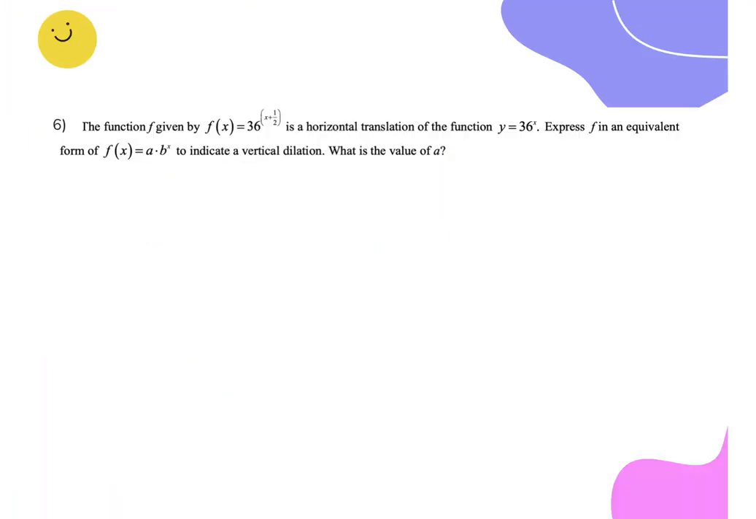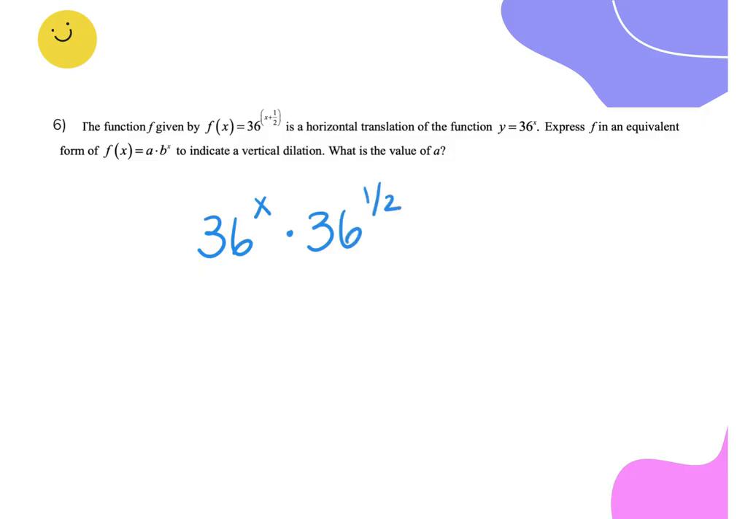All right, 6 says the function f is given by f of x equals 36 to the x plus 1/2, a horizontal translation of the function y equals 36 to the x. Express it in an equivalent form in which, notice, there's nothing added in the exponent to indicate a vertical dilation. So remember, a horizontal translation is the same as a vertical dilation. This separately would be 36 to the x times 36 to the 1/2.